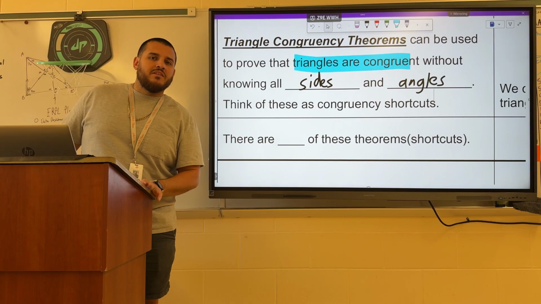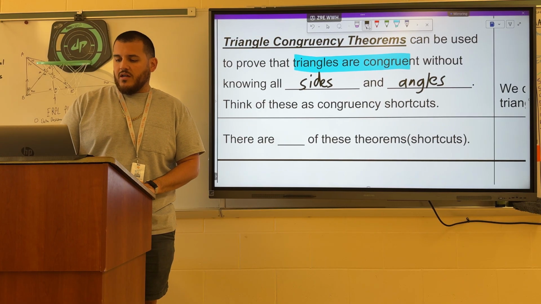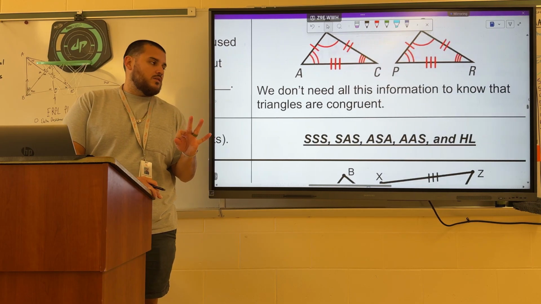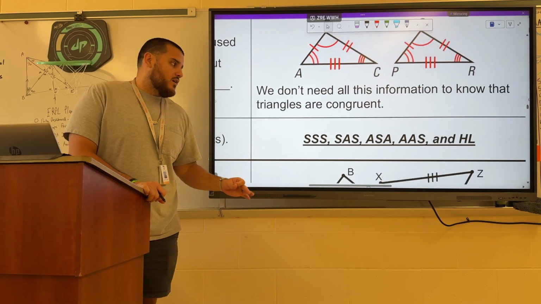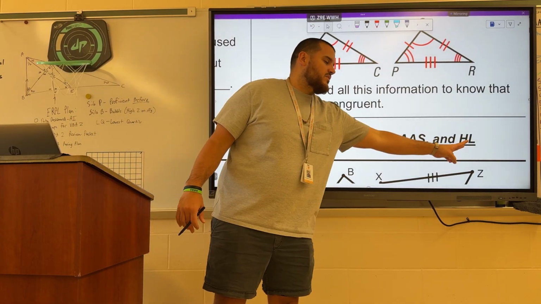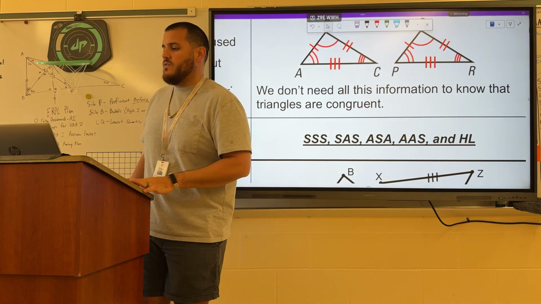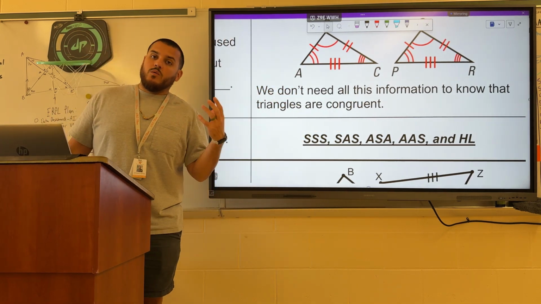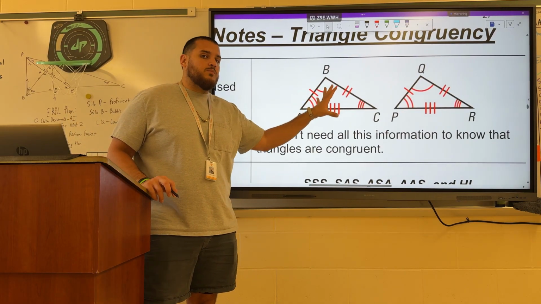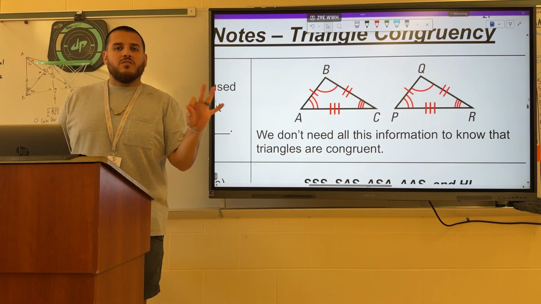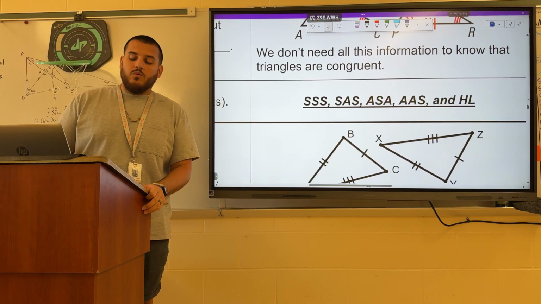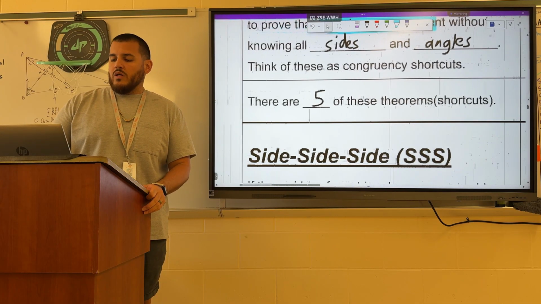There are 5 of these theorems, 5 of these shortcuts, and each of them requires just 3 pieces of information. These are the abbreviations for all of them, and notice the first 4 all have 3 letters involved. That last one only has 2 letters, but there are technically 3 pieces of information that we need. So again, this is where we're talking about shortcuts. I don't need to know 3 sides and 3 angles. I don't need 6 pieces of information. If I just have 3 things in the right positions in the right spots for our triangles, we can prove that they are congruent to each other.